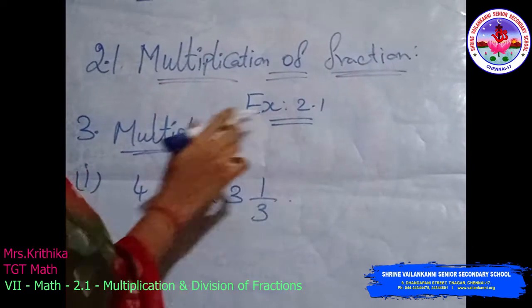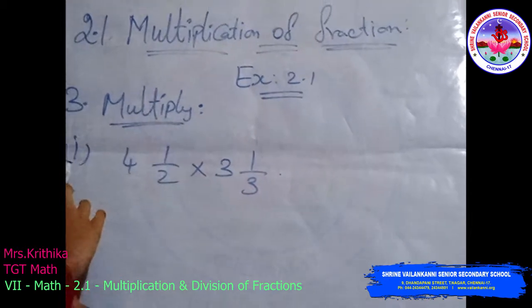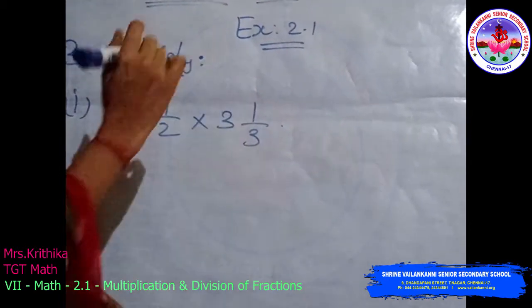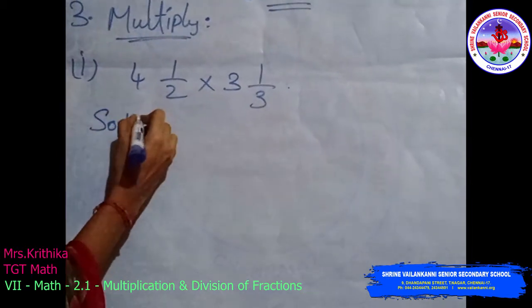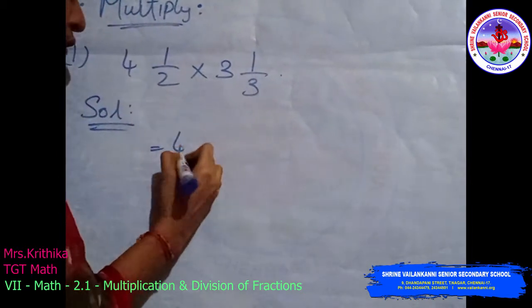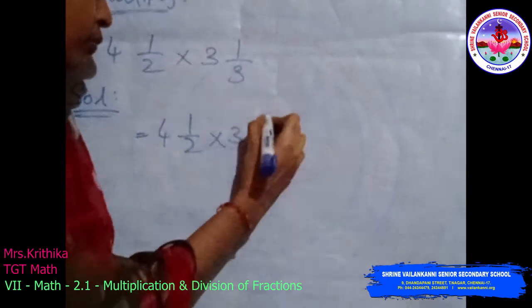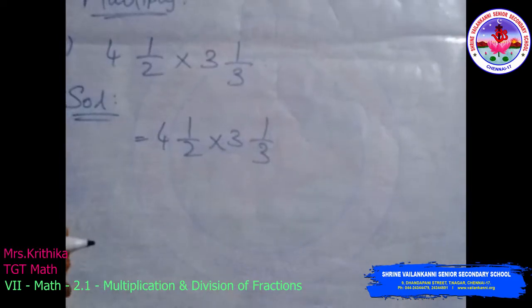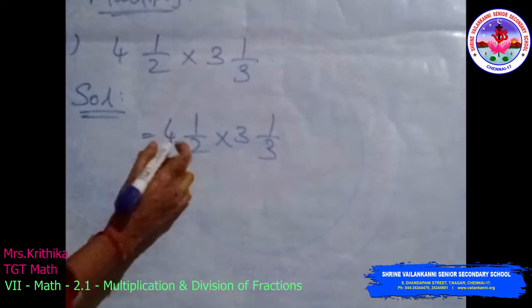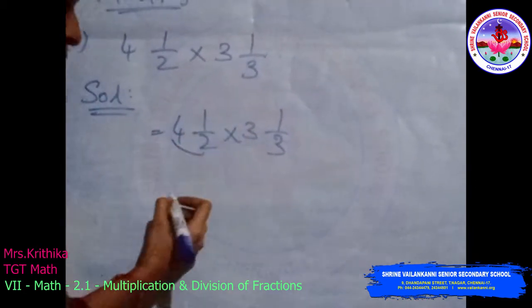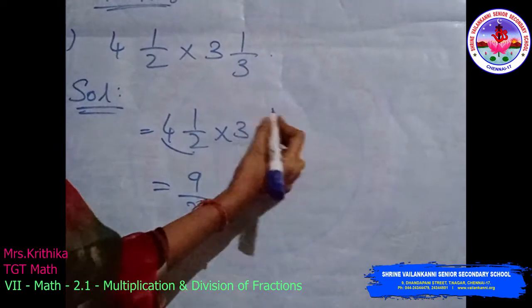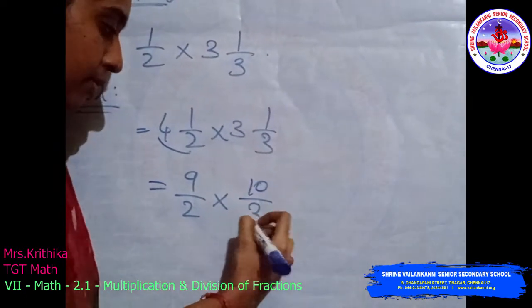Exercise 2.1 third question, multiply. The first question is 4 1 by 2 into 3 1 by 3. Solution: 4 1 by 2 into 3 1 by 3. These two numbers are mixed fractions. First you convert into improper fractions. 4 twos are 8. 8 plus 1, 9 by 2, into 3 threes are 9. 9 plus 1, 10 by 3.